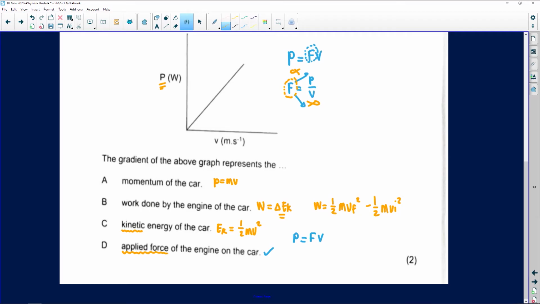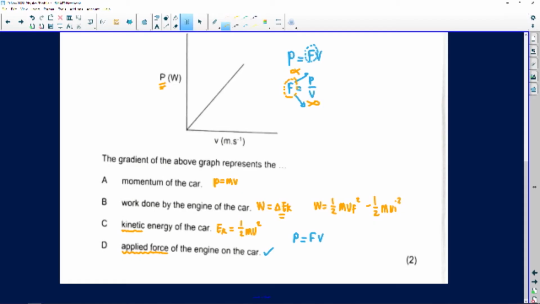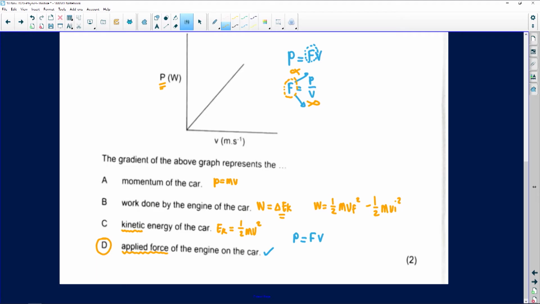Remember, if we say power is the rate at which work is done, you need some type of force to actually have that power, right? So that is why we then use P is equal to Fv. So the correct answer for this question will then be D. Why do I say that?